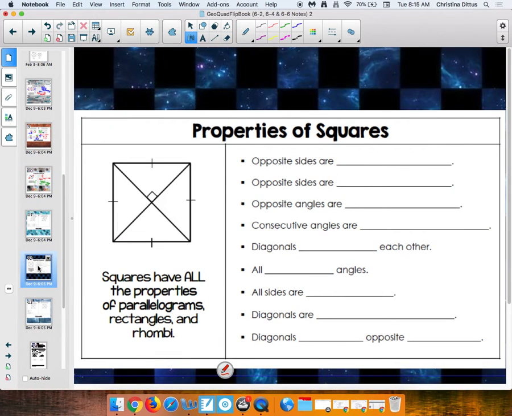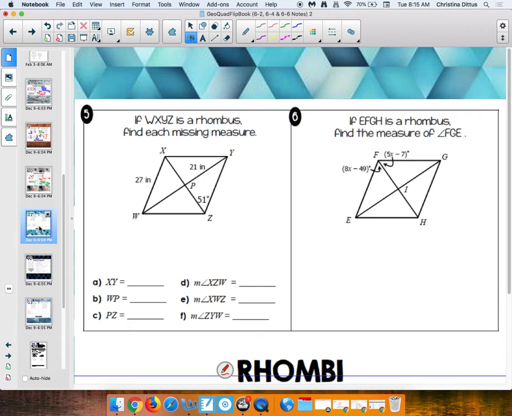Okay. Alright, so to find XY, what do I know about all the sides of the rhombus? They have to be the same. So if XW is 27, what's XY? 27. WP, what do I know about my diagonals? They bisect. How big's WP? 21. 21, good.